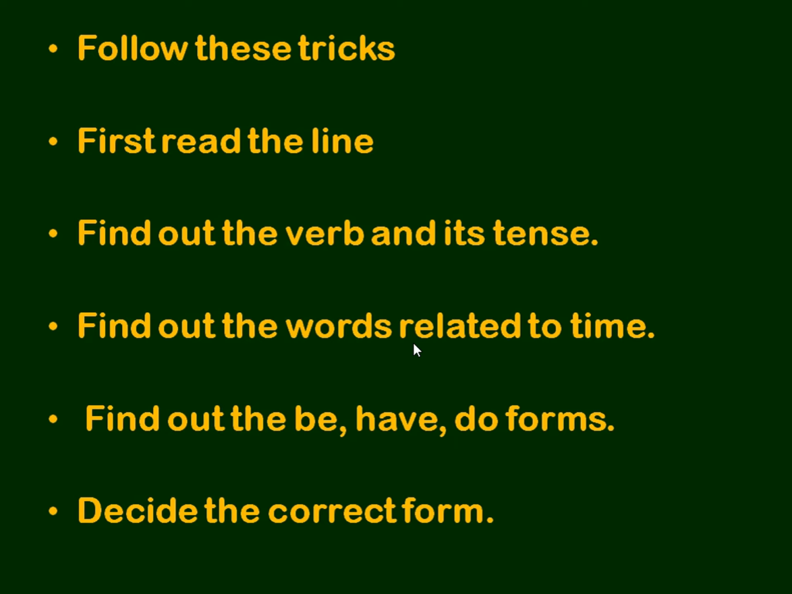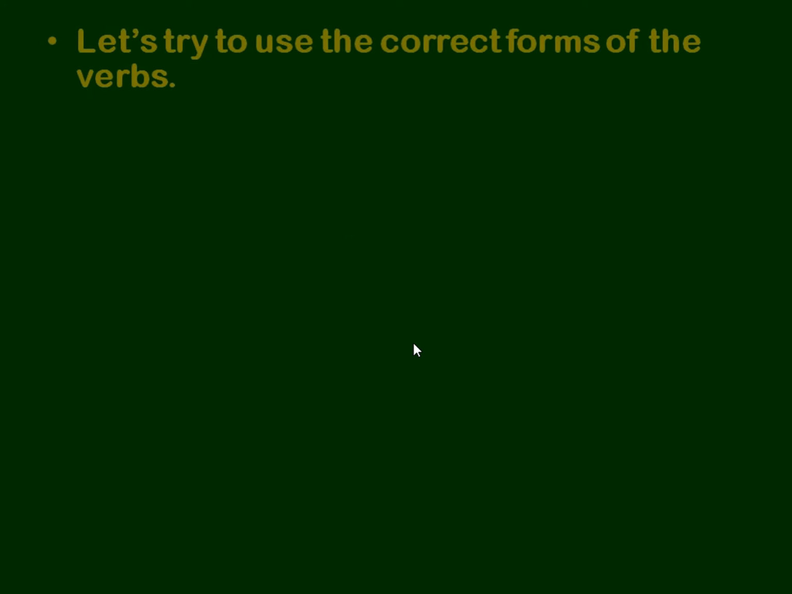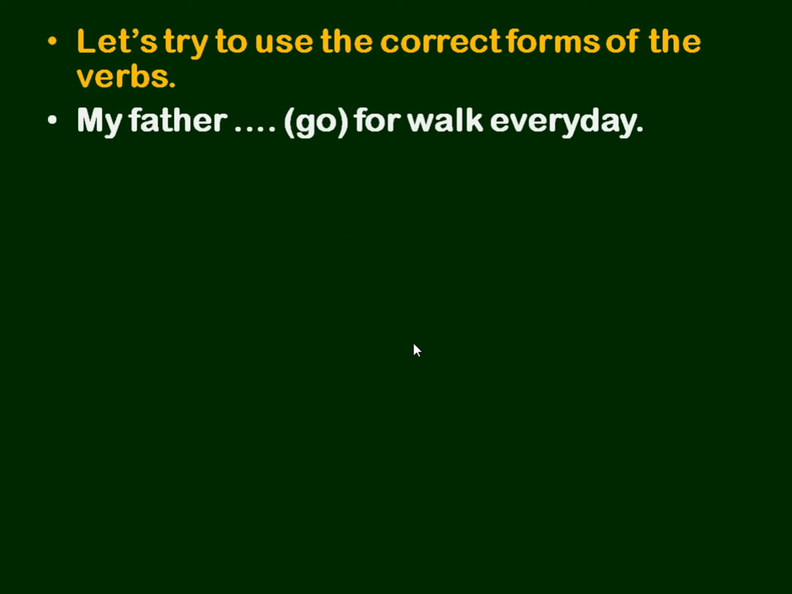Let us understand with a few more examples. So, my father dash go for walk every day. ಮಕ್ಕಳೇ ನಾನು ಹೇಳಿದೆ, first we need to read the line. Then we need to find out the verb here. Go is the verb here, given in bracket ಅಲ್ಲಿ ಕೊಟ್ಟಿರ್ತಾರೆ. ನಾವೀಗ ಇದರ ಸರಿಯಾದ ಫಾರ್ಮ್ ಅನ್ನ ಬಳಸಬೇಕು. My father go for walk every day. ಸೊ go ಬಳಸಬೇಕು, ಮತ್ತು ಯಾವ ಫಾರ್ಮನ್ನ ಬಳಸಬೇಕು ಅನ್ನೋದನ್ನ ನೋಡಬೇಕು.